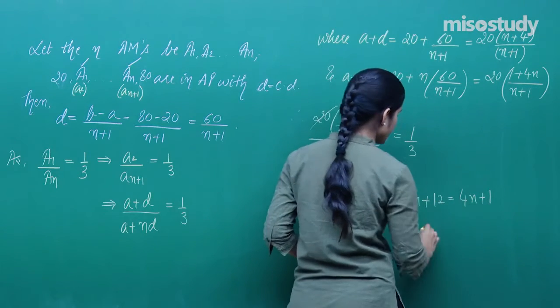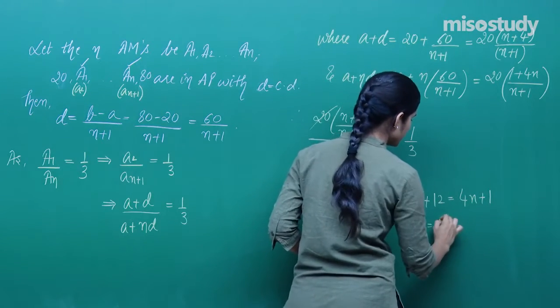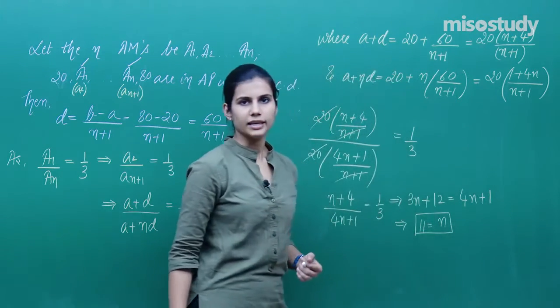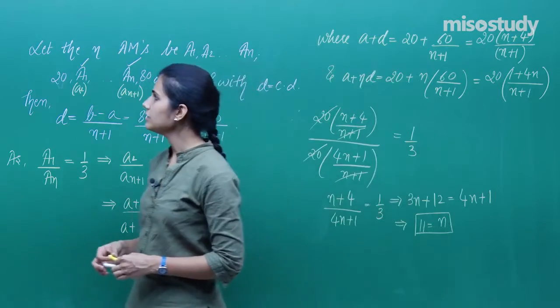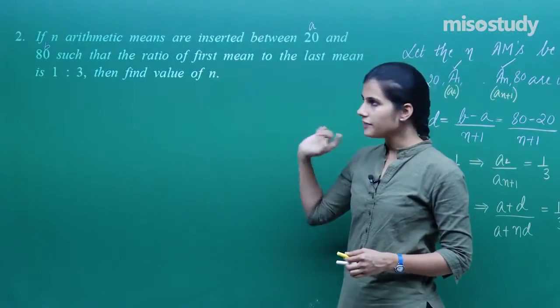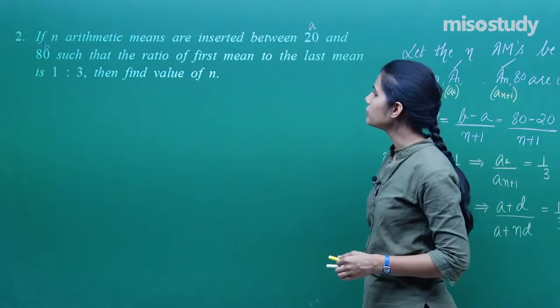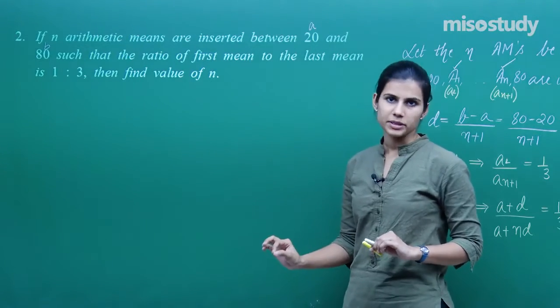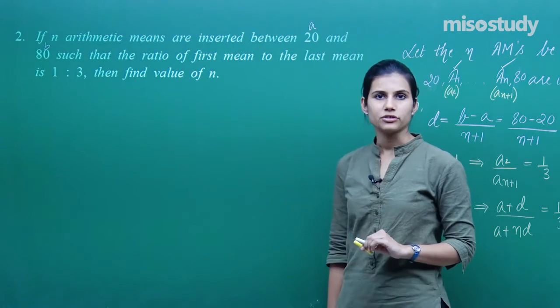Eventually you get 12 minus 1 is 11 and 4n minus 3n is n. So n comes out to be 11. It is this value of n for which, if n arithmetic means, it is actually 11 arithmetic means, are inserted between 20 and 80, then the ratio of the first mean to the 11th mean will be coming out to be 1 by 3.